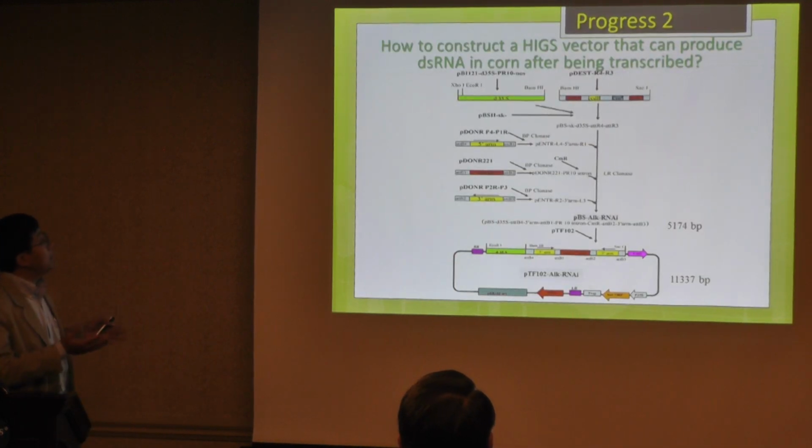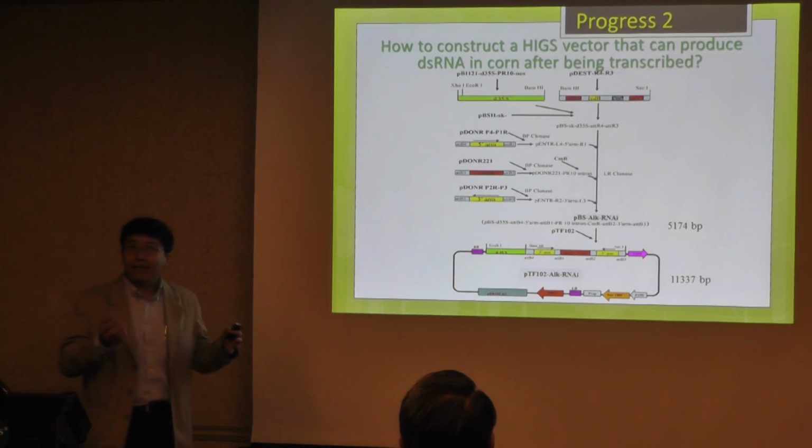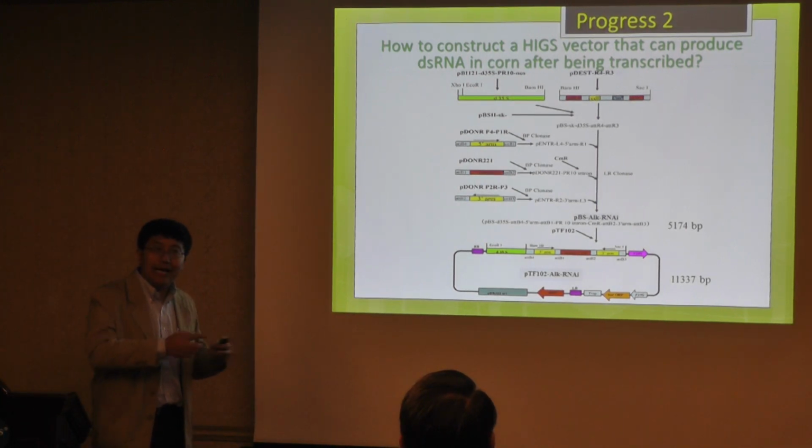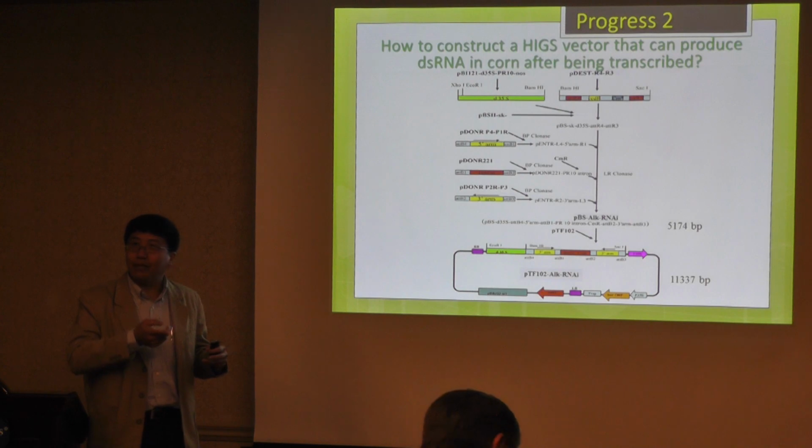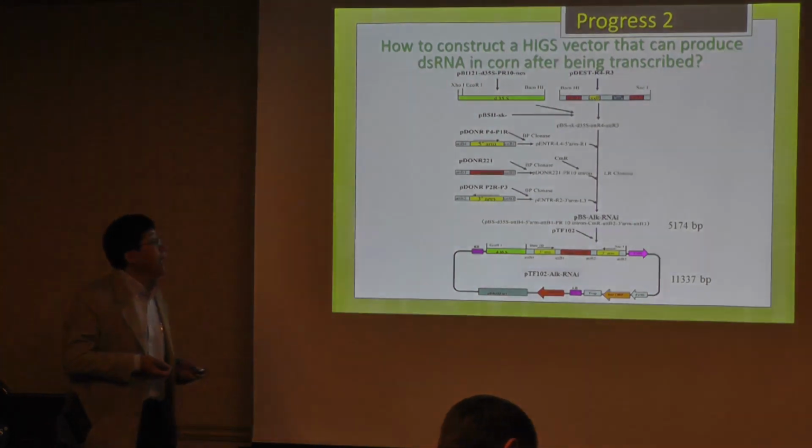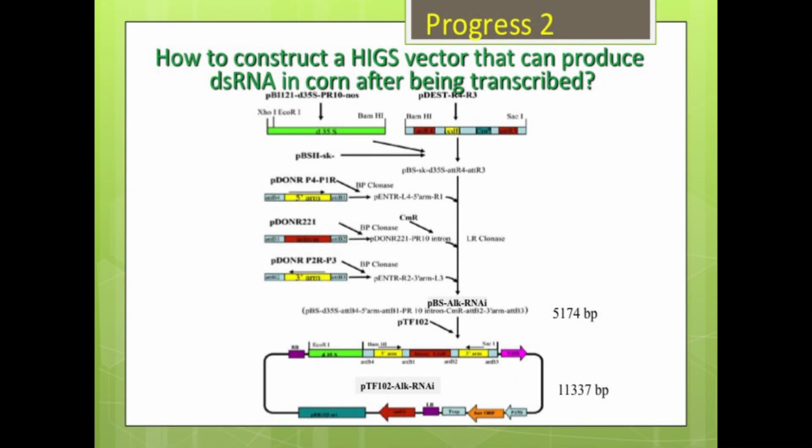So the next step is how do we make a construct to express this gene, and the gene has to be in double strand. This is the tricky part, and this is a complex stage. The key is to try to make them double strand. We have to loop the same gene in reverse orientation, so once they transcribe, they form a hairpin structure and then become a double strand.